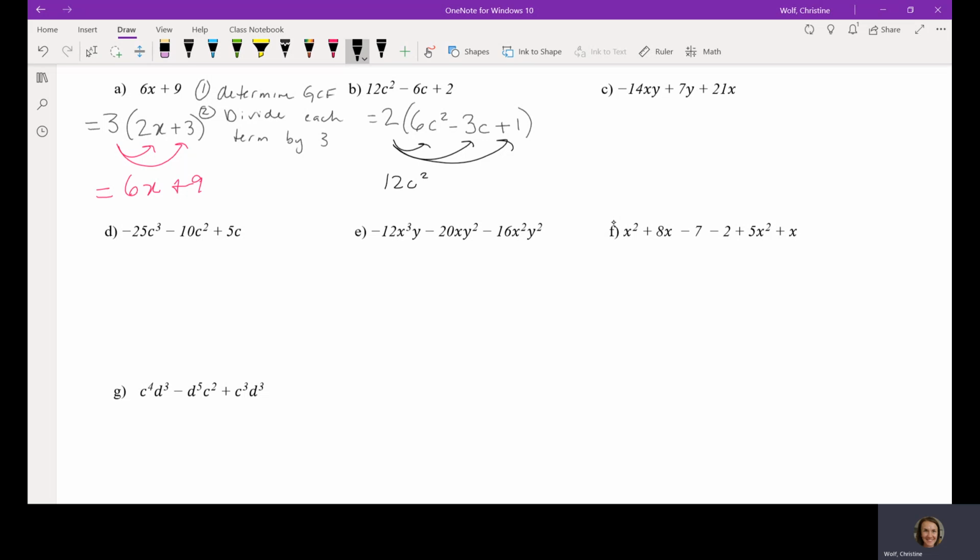Now remember, you can always multiply this back in to see if you did it right. 12c squared minus 6c plus 2. I checked, it matches the original question. I know I did it right. So that verifying step is totally optional.